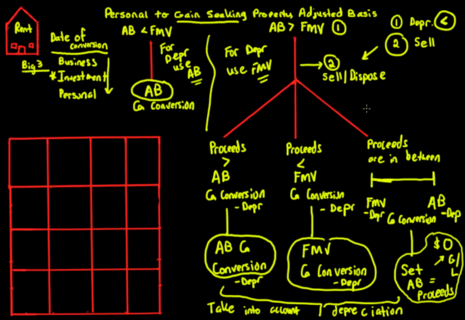So I'm going to have 4 examples. Example 1, 2, 3, and 4. Now this column will be the adjusted basis at conversion, which is CONV. This will be the fair market value at conversion. This will be the amount of proceeds in the future when sold. And this final column will be depreciation.